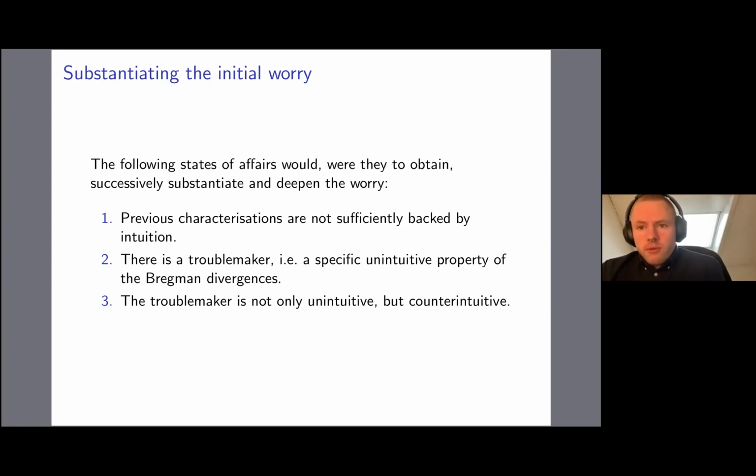Even more so, if we find out that the trouble with these characterizations, the lack of intuition, is always with respect to a specific property of the Bregman divergences or the proper scoring rules. Right? So if there's a specific property that is required by the theorems or by appropriate characterizations, but that is not intuitive, then this makes it seem all the more unlikely that there will be a future successful justification by linguistic intuition of an appropriate characterization. Even more so, of course, if this troublemaker is not only unintuitive, but actually counterintuitive.